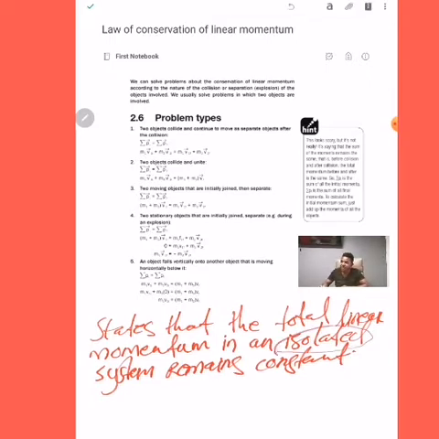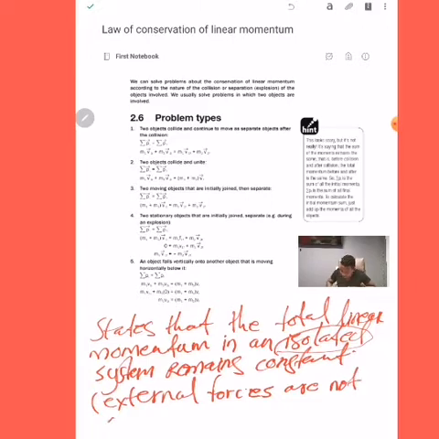The term is isolated. What do we mean when we are saying that something is isolated, or what are we talking about if we are talking about an isolated system? So here we mean that the external forces are not considered.